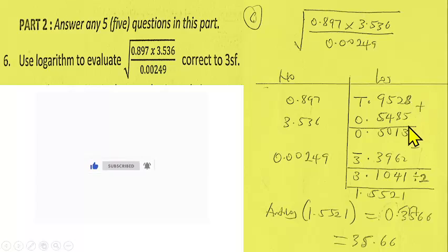these two logarithms together. If you add them together, you have 0.5013, which is 8 plus 5 is 13. That gives us 3 remainder 1. 1 plus 2 gives us 3, plus 8 gives us 11, 1 remainder 1. 1 plus 5 is 6, plus 4 is 10, that gives us 0 remainder 1.